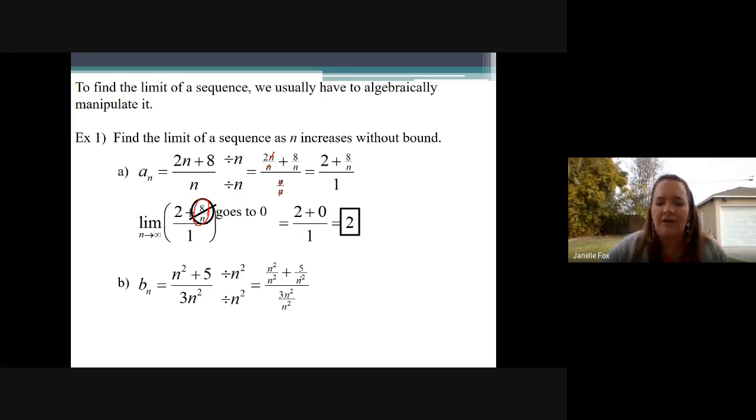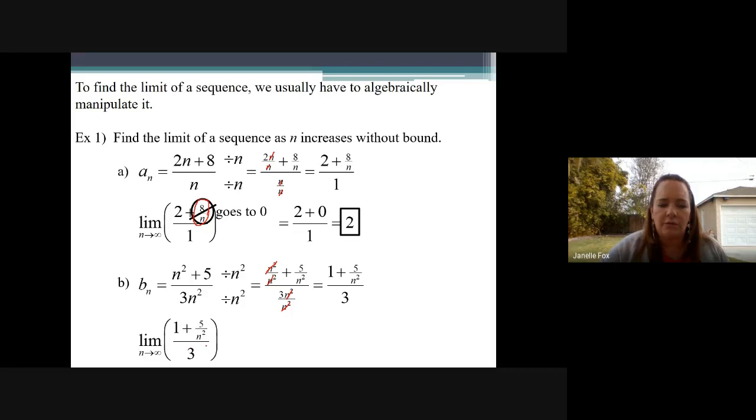And then on the denominator, a 3n squared over an n squared. Now, check out all of the things that can cancel, guys. These two right here are going to cancel and be 1. These two right here are going to cancel, and there's just going to be a 3 left over. And so now we're going to write the limit as n approaches infinity of 1 plus 5 over n squared all over 3.